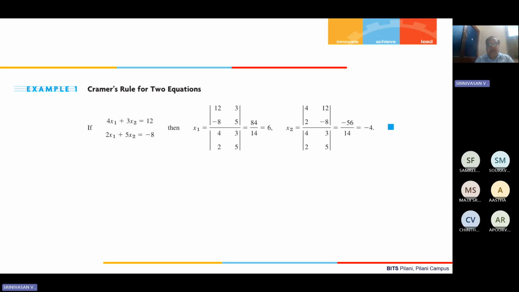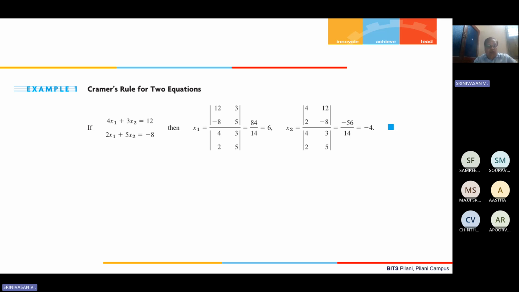What is x2? D2 by D. D is the same 14, isn't it? It is going to be the same, common. And what is D2 this time? 4, 2. Remember, column wise you have to, because x is the unknown vector, which is a column vector having components x1, x2, x3, or x1, x2, x3, x4, whatever it is. So here x1, x2. So column coefficients you must consider.